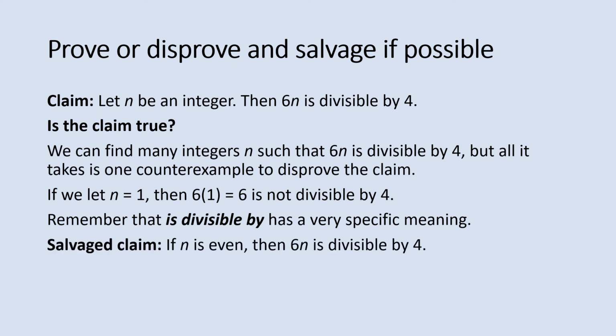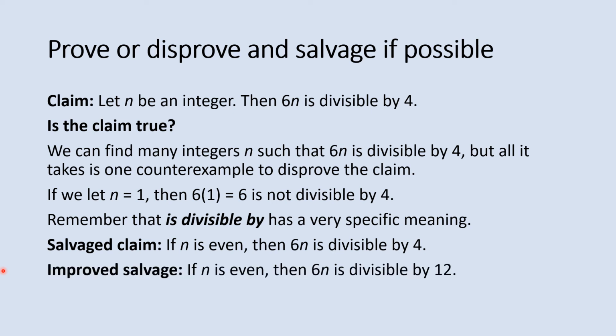So a salvaged claim: we notice that if n is even, then 6 times n is divisible by 4. We can get the idea that to be divisible by 4, we have to have two 2's, two factors of 2. And 6 has one of the factors of 2 that we need, and then n would have to have the other one, and the only way for there to be another 2 in there is if n is even. So we still need to prove the salvaged claim, but that's a salvage of the claim.